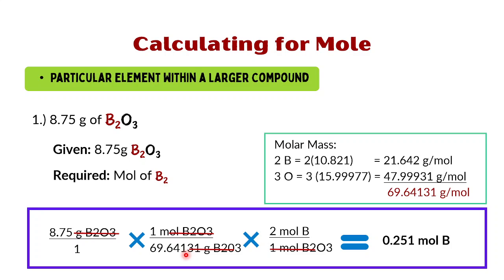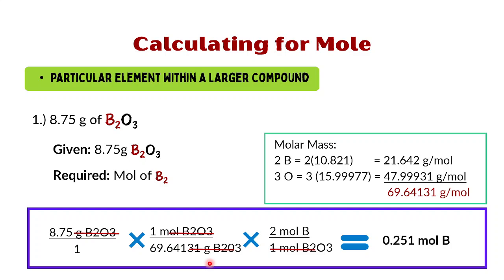So, in this arrangement, our main goal is to cancel out the unit grams of boron trioxide. If we arrange it this way, that unit will cancel out, and what's left here will be the mole of B2O3. Now, we don't stop there, because if we stop here, what we calculate is the mole for the whole compound.